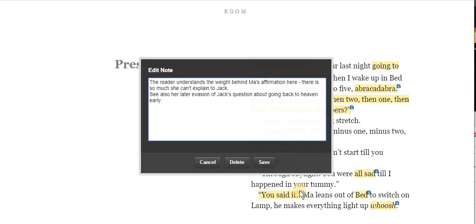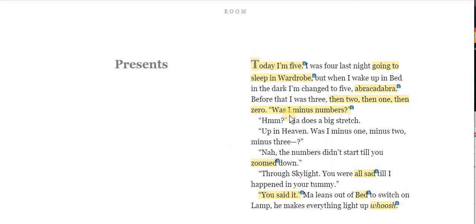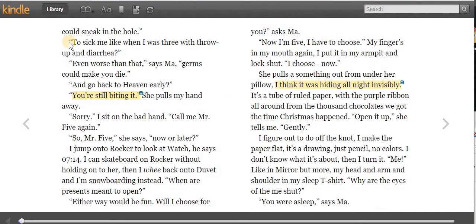The reader understands the weight behind Ma's affirmation here. So that, yeah, I was all sad. And I think behind that "you said it," there's a kind of an aching inability to talk about what she really went through. There's so much she can't explain to Jack. So let's have a look at another example, which is perhaps even more powerful.